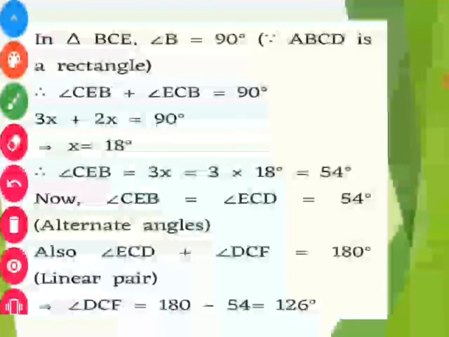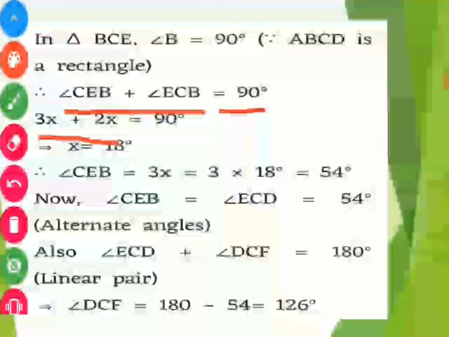So in triangle BCE, angle B is 90 degrees as ABCD is a rectangle. Now angle CEB plus angle ECB equals 90 degrees. Therefore 3x plus 2x will be equal to 90 degrees, or the value of x will be 90 divided by 5, and it will give you 18 degrees. So now let's calculate both the angles. So CEB will be equal to 3 into 18, so 54 degrees.